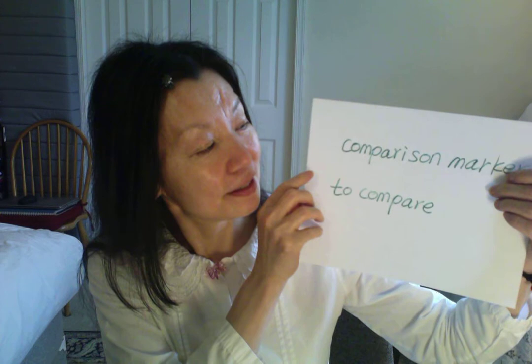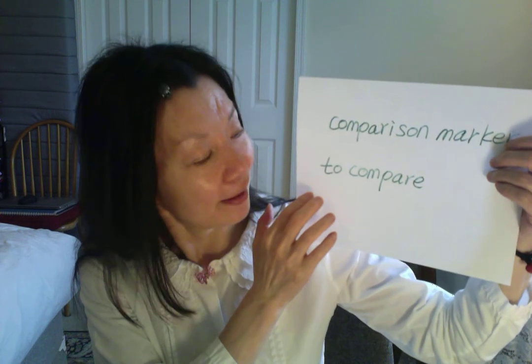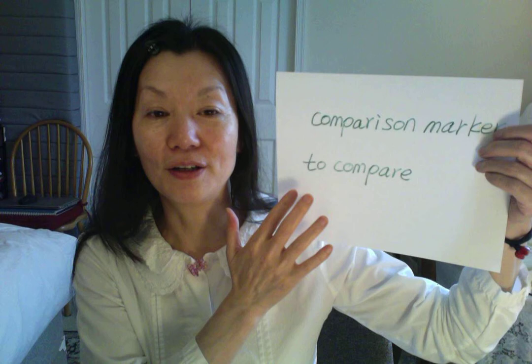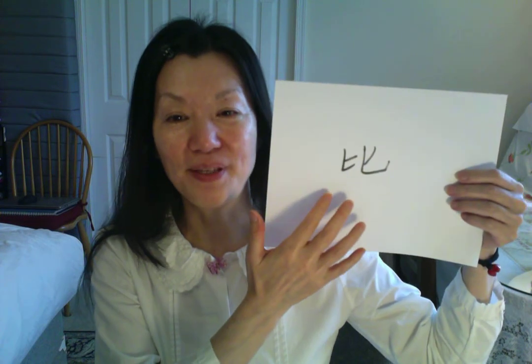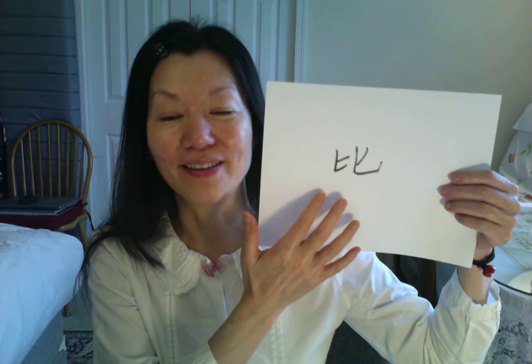Then next, comparison marker or to compare. In Chinese, we say what? 比, comparison marker or to compare. 比, one more time. 比, okay.